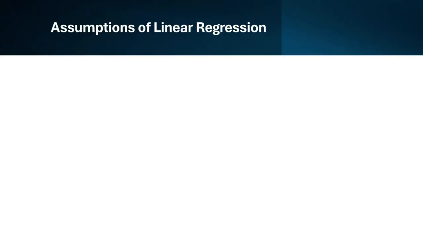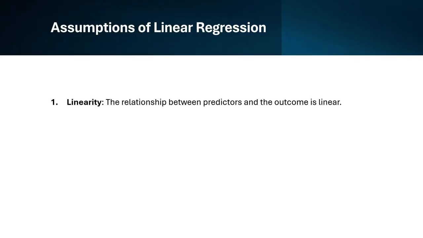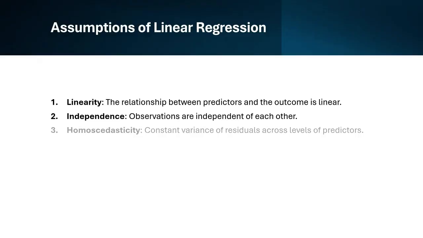To ensure valid results, linear regression relies on the following assumptions. First is linearity. The predictors and outcomes should have a straight line relationship. Second, independence. Each observation must be independent of the others. Third, homoscedasticity, which means that the spread of errors should be roughly constant across predictors.